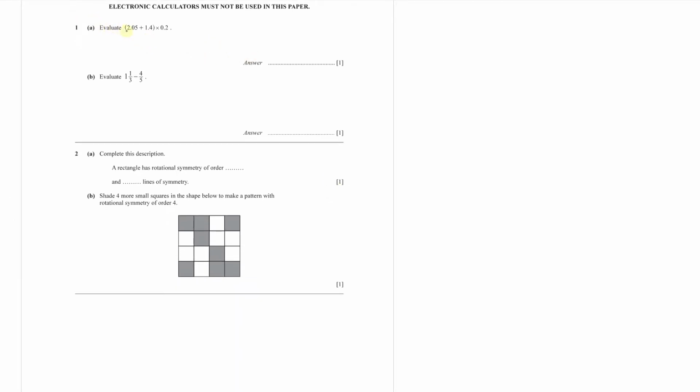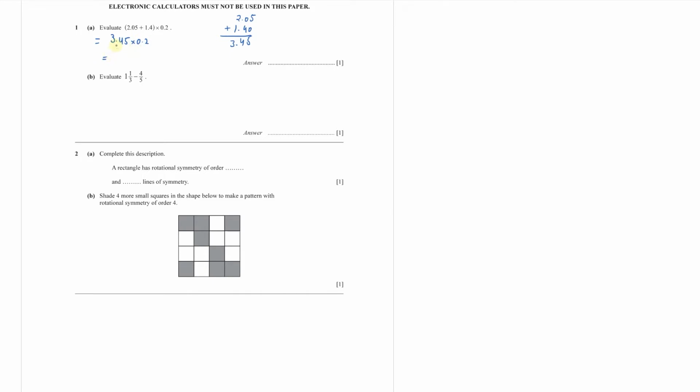So it's evaluate 2.05 plus 1.4, it's in the braces, and then multiplied by 0.2. So first of all, you will add these two numbers since they are inside the brackets, and then you will multiply the result with 0.2. So this will be equivalent to 2.05 plus 1.4, we can add them here. 1.40. We'll add them, we get 5, 4, and 3, 3.45. So 3.45 multiplied by 0.2.